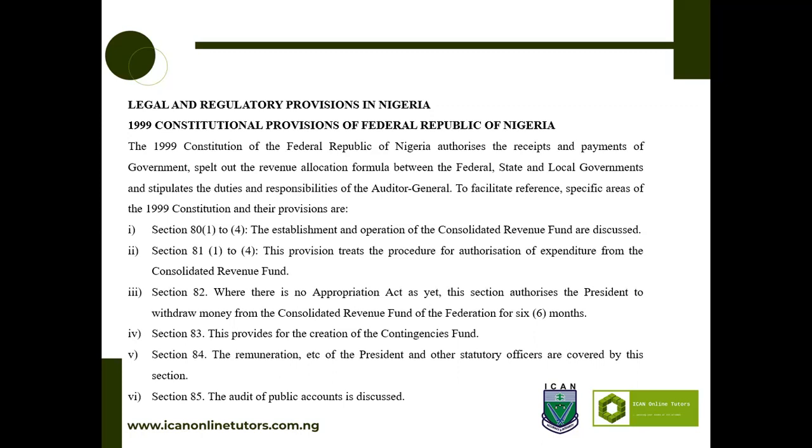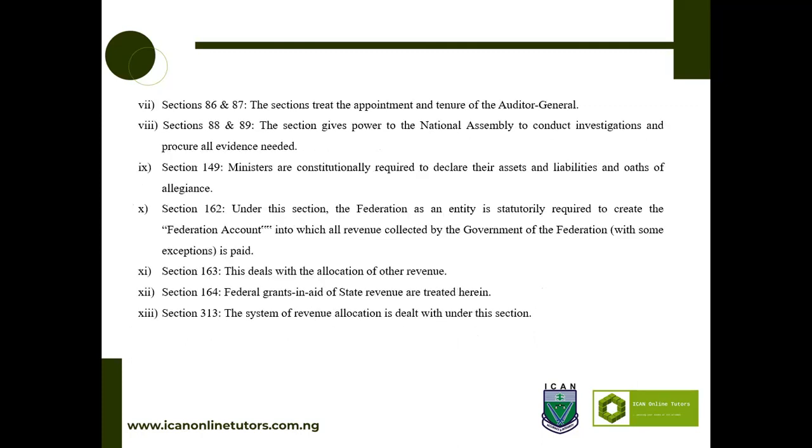So these are the guidelines under the Constitution that are governed by law. All this will be found in the 1999 Constitution: how public funds will be used or utilized, how you are expected to generate revenue, and how it is expected to be shared among the federal, state, and local governments. So these are part of the sections where the provisions of the 1999 Constitution are spelled out.